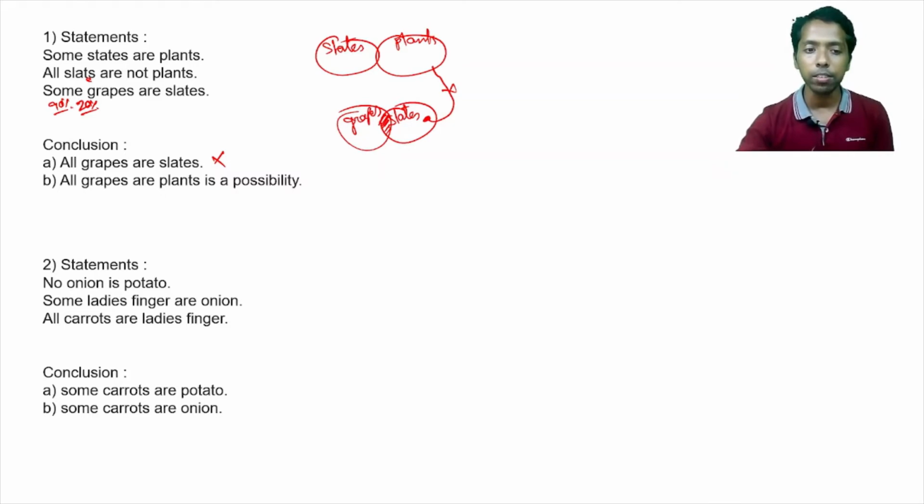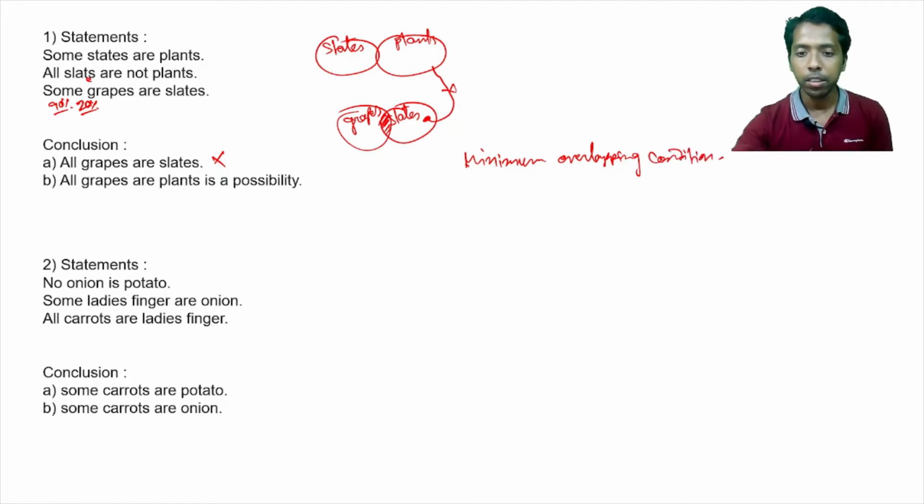If the possibility word is included here, then that would be correct. That all grapes are slates is a possibility. Yes, that would be possible, because we follow the minimum overlapping condition while drawing the basic diagram here, right? Remember this phrase here, that is minimum overlapping condition. This is what we have to follow while solving syllogism questions. What we are following here is drawing each diagram by keeping in mind that the minimal overlap condition should be followed, right?